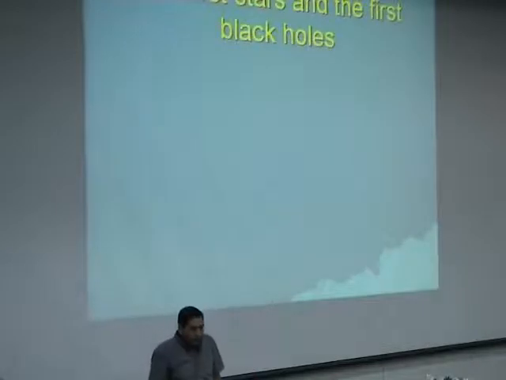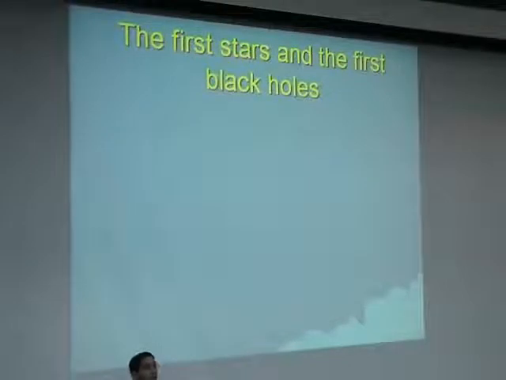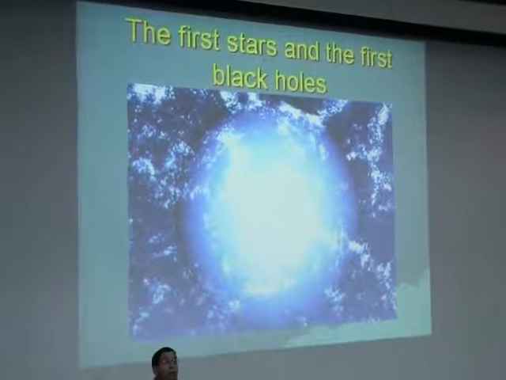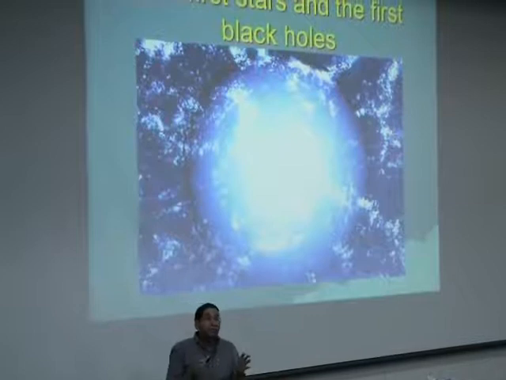So I want to now mention the first stars and the first black holes, how they are related. So what were the first stars? What happened when the universe was maybe 300 or 400 million years old? What happened is that the first stars were formed.